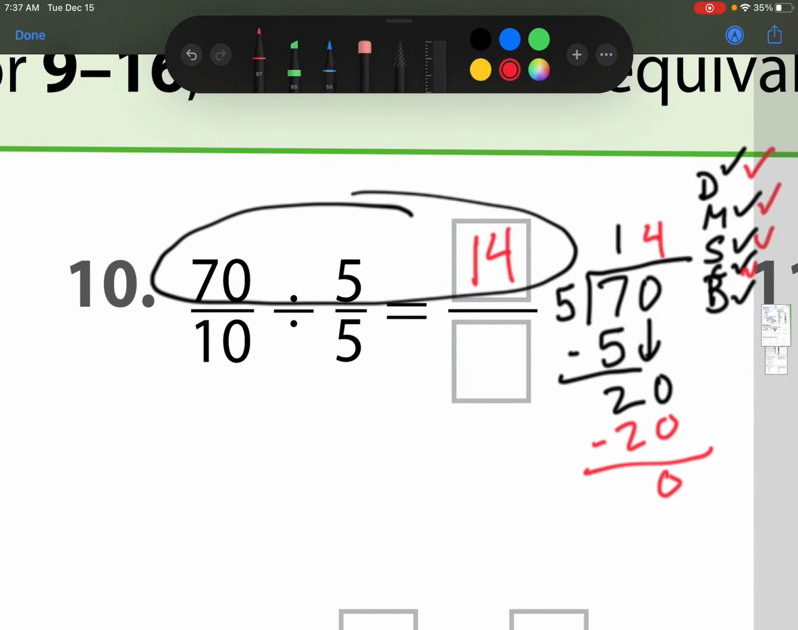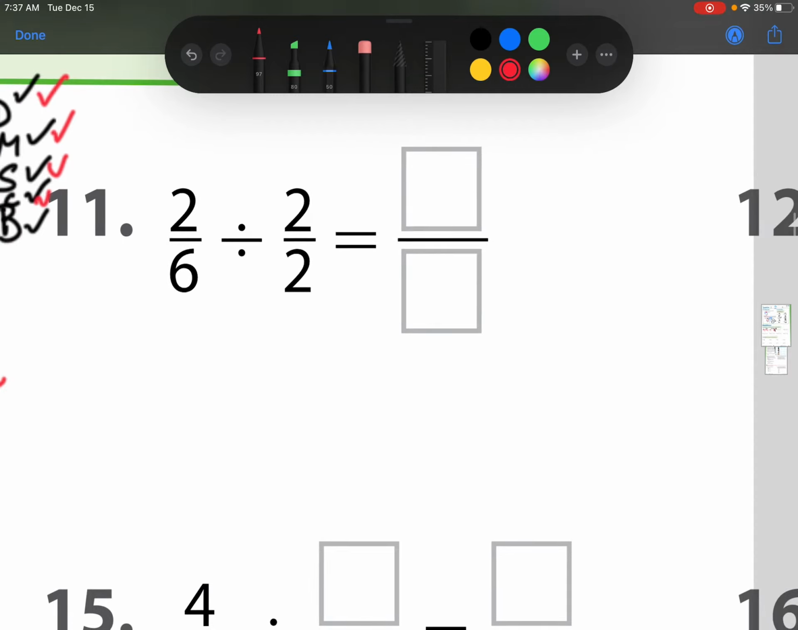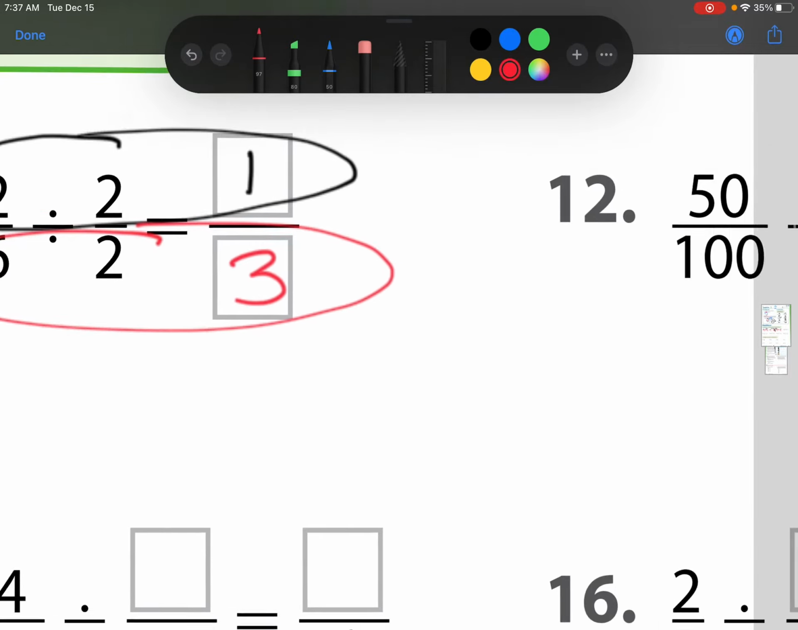And now our next one is much easier. 10 divided by 5 is 2. Heading off to number 11. 2 divided by 2 is 1, and 6 divided by 2 is 3.